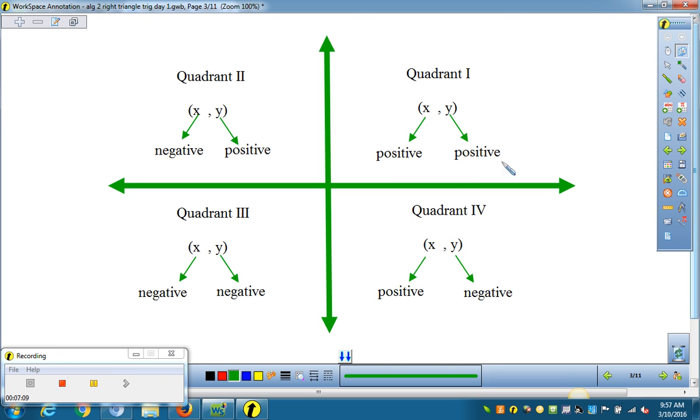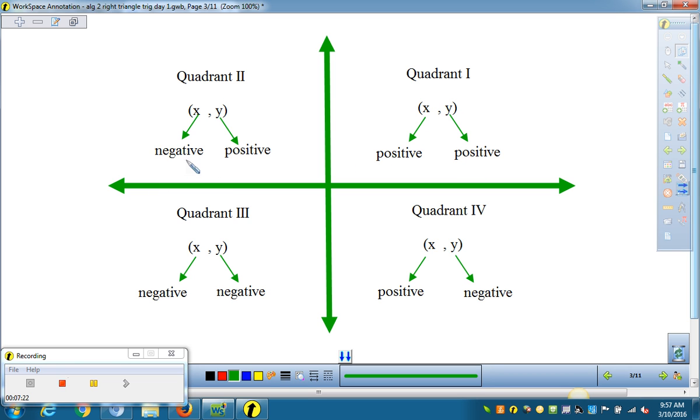All right, so we need to remember the way that the quadrants are numbered. Quadrant 1 is the top right. Then we go counterclockwise around to get the other quadrants. So this is quadrant 2, down here is quadrant 3, and over here is quadrant 4. And we need to remember the x's and y's signs in each of these. So in quadrant 1, they are both positive.